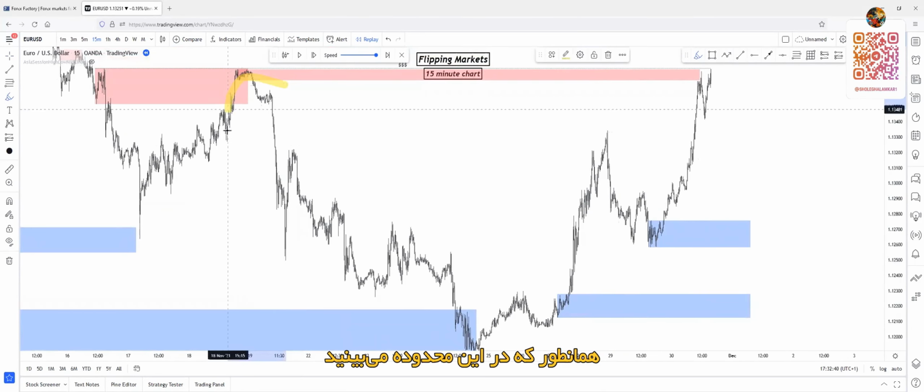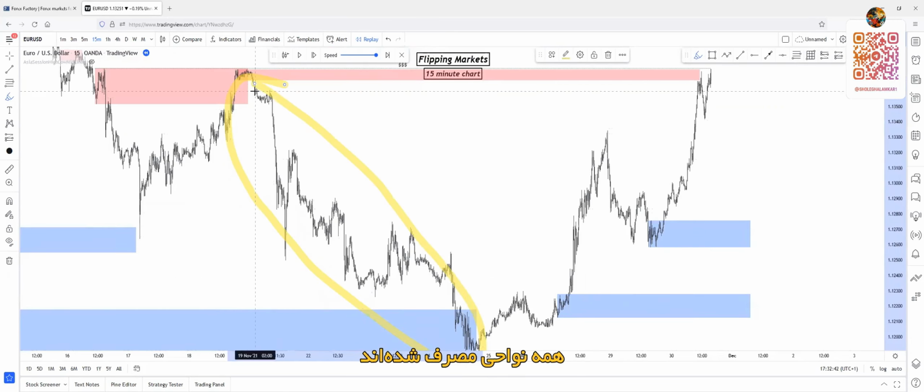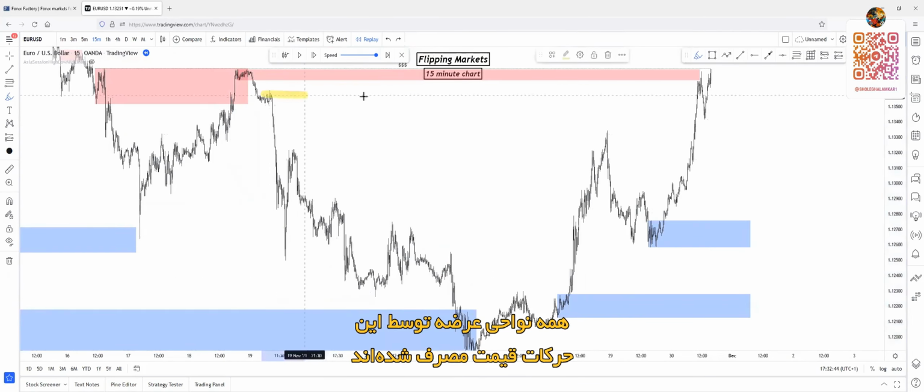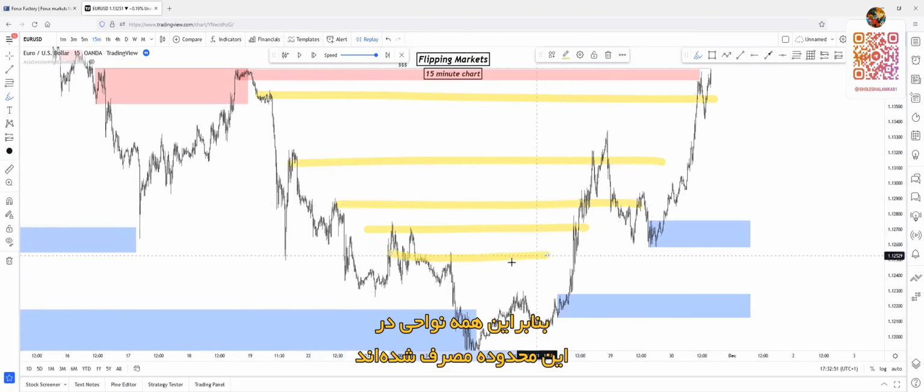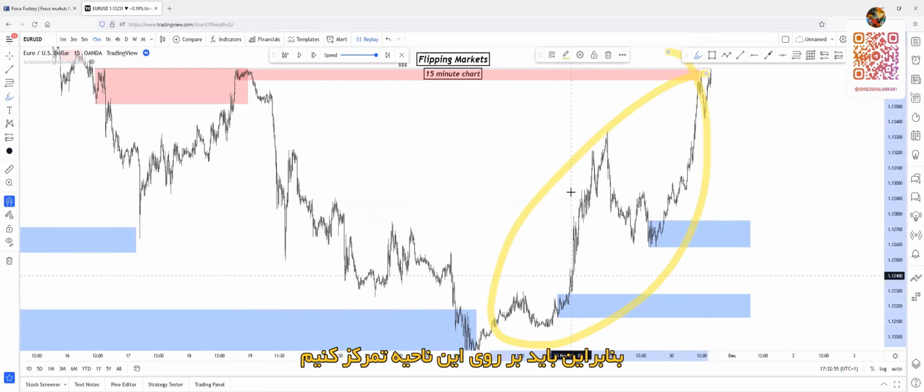As you can see in this region, everything is mitigated. So all of the supply zones inside of this region are mitigated by the following price action, as you can see. So all of the zones in this region are efficient and mitigated. So we will have to focus on this zone.